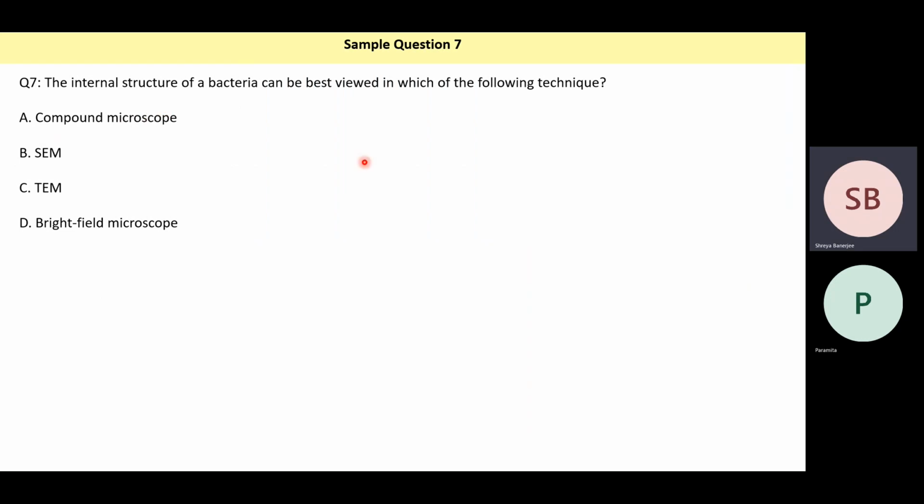The next question is that the internal structure of a bacteria can be best viewed by which of the following techniques?